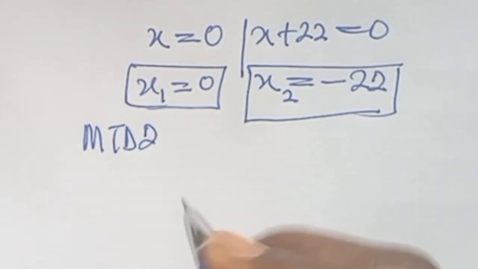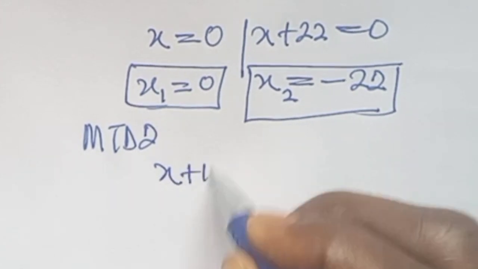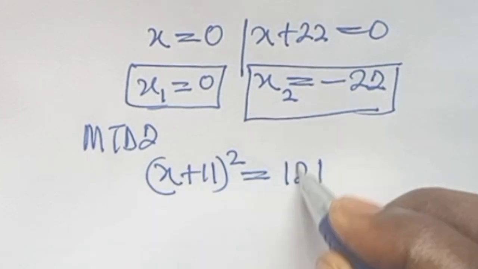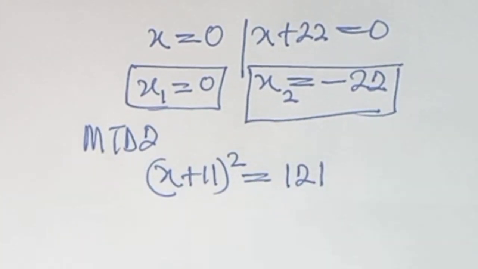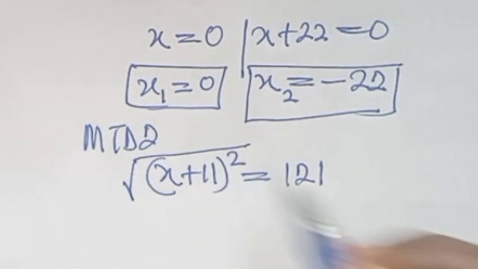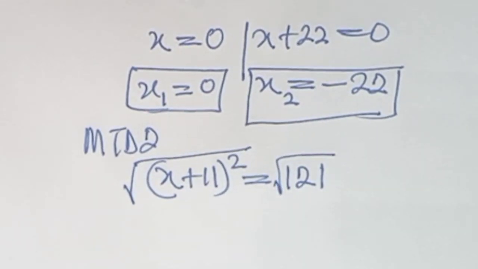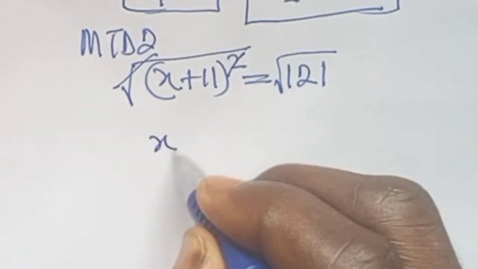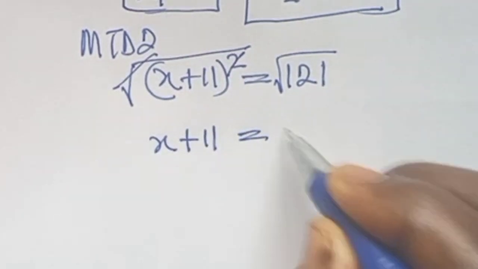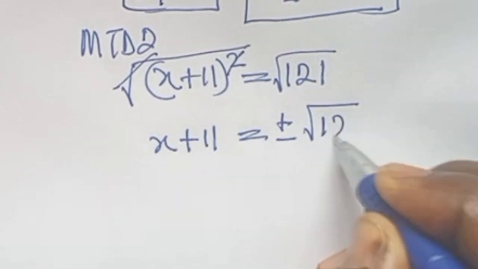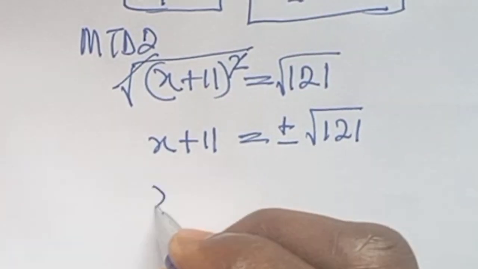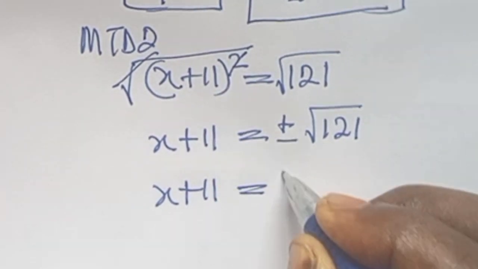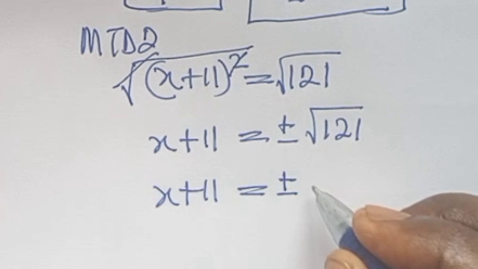And from the second method, our equation is (x + 11)^2 = 121. The first thing you will do is to take the square root of both sides, that is the square root of this, and the square root of the right hand side. Here, the square and the square root will cancel out. What is left is x + 11 = plus or minus the square root of 121.